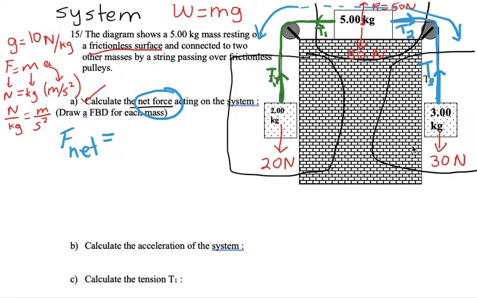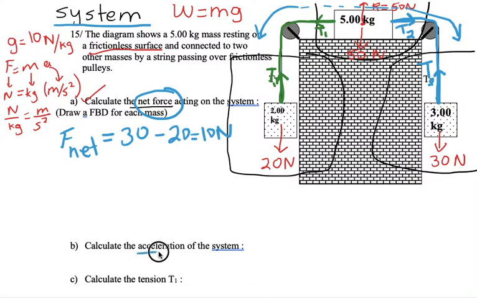So we're left with a 30 that's pulling clockwise and a 20 pulling against it. The minute you see that, you write 30 minus 20, and that is 10 Newton as the net force on the whole system. So that answers part A, which takes us to part B.